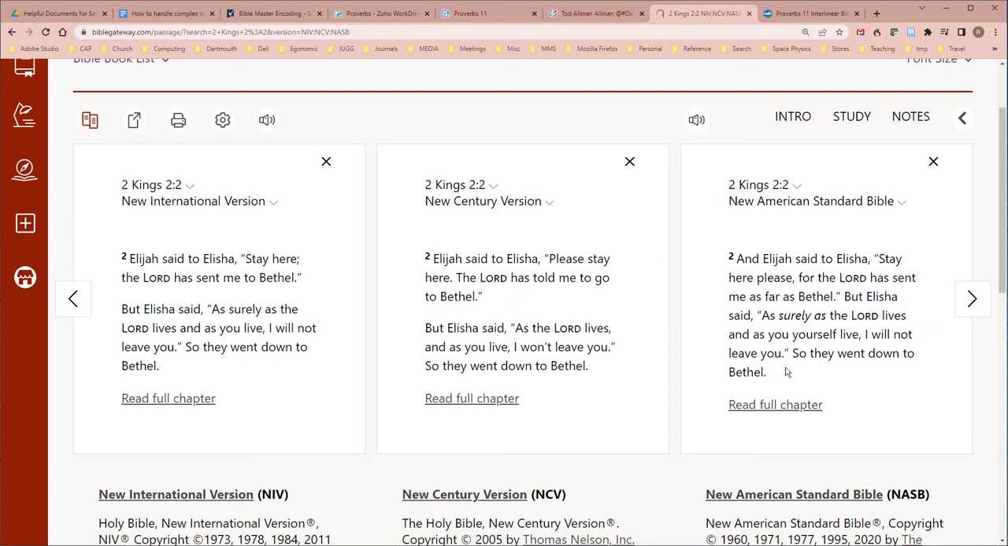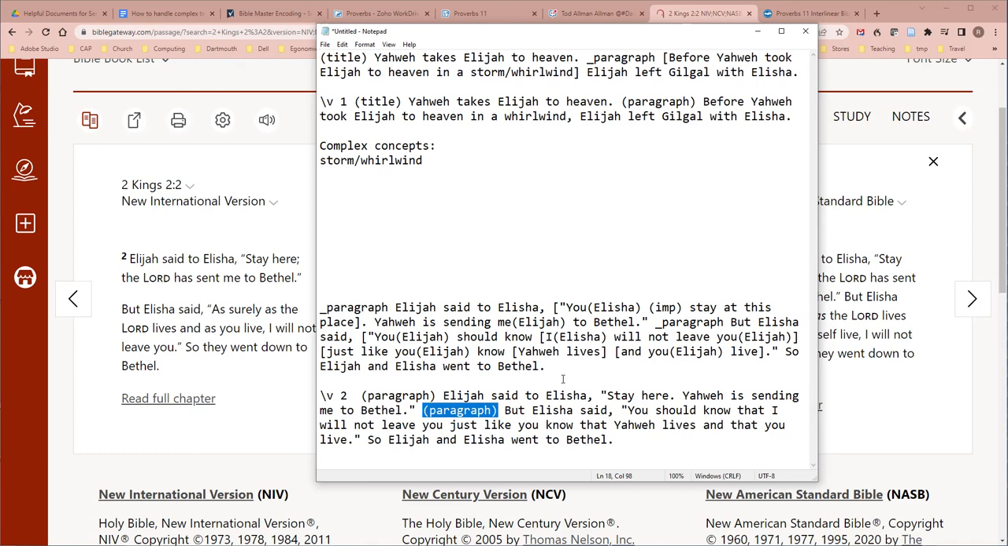So the idea seems to be here that he's saying, you should know, it's just as certain that I will not leave you as it is that the Lord lives and as you yourself live. So he's communicating that he wants Elijah to know this, that he's not going to leave him. So I'm going to use a construction that I showed you for another video in Proverbs. Let's read it in English to see what I did here.